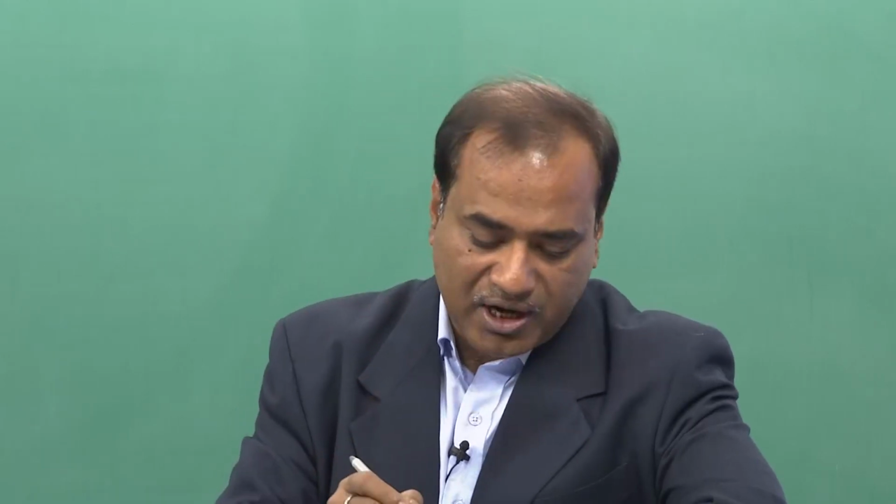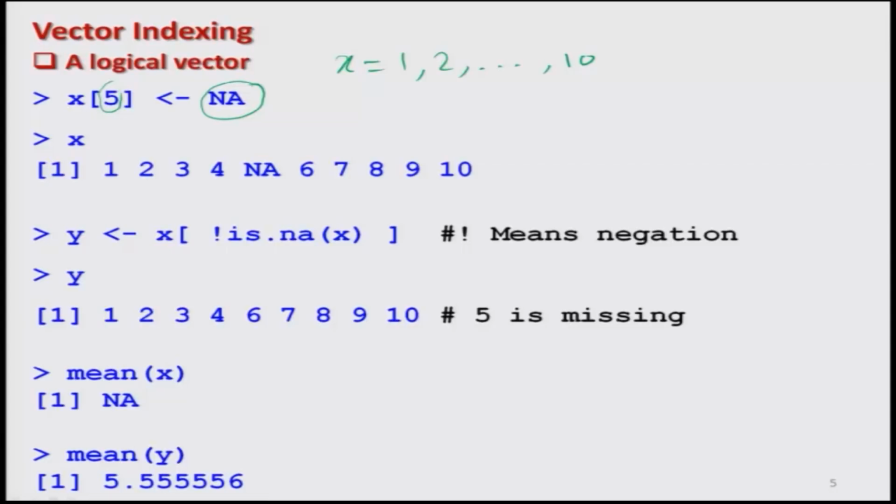How am I calling it? I am addressing it by the index. The index here is 5, and using this index I call the value at the fifth position. By the command x bracket 5 is equal to NA, I am saying please replace whatever is the value at the fifth position by NA. So, now you can see this output comes over here, and now there is a value NA.